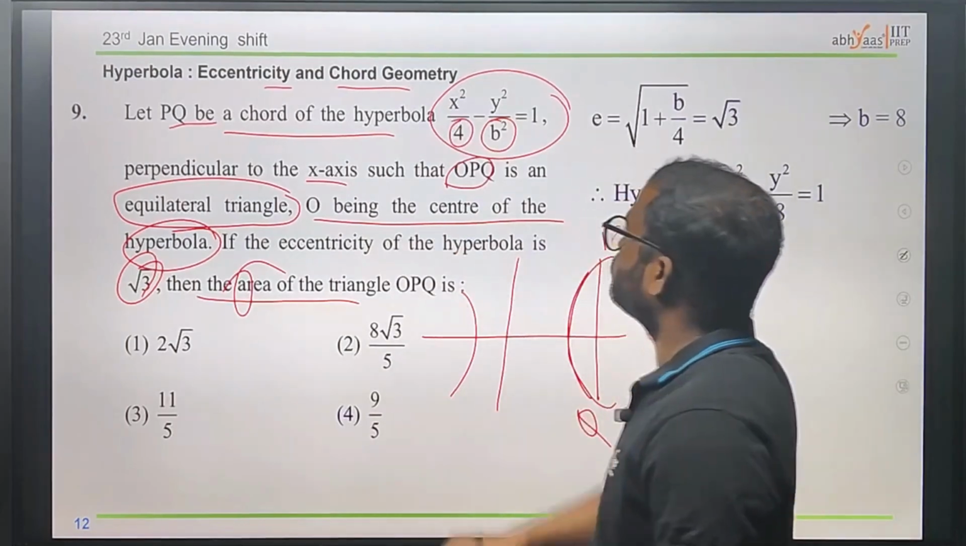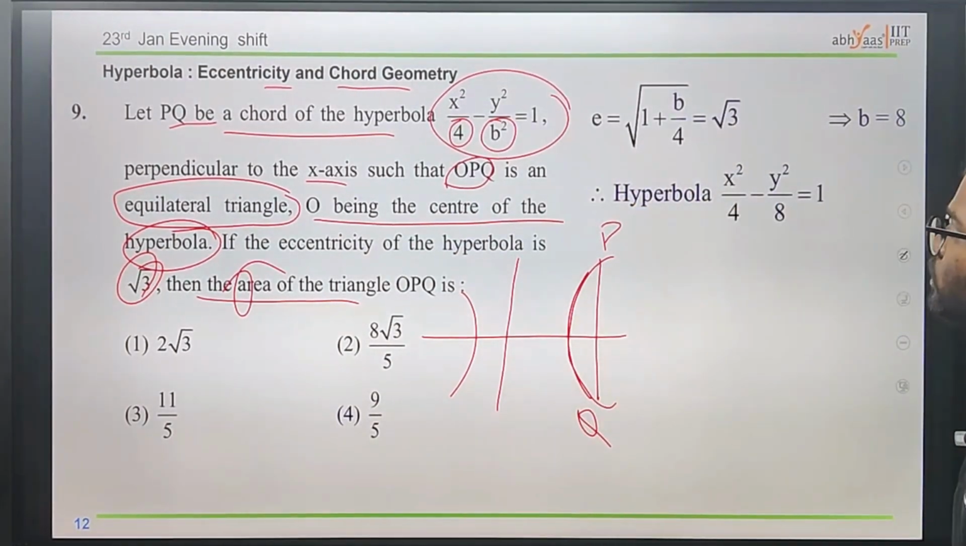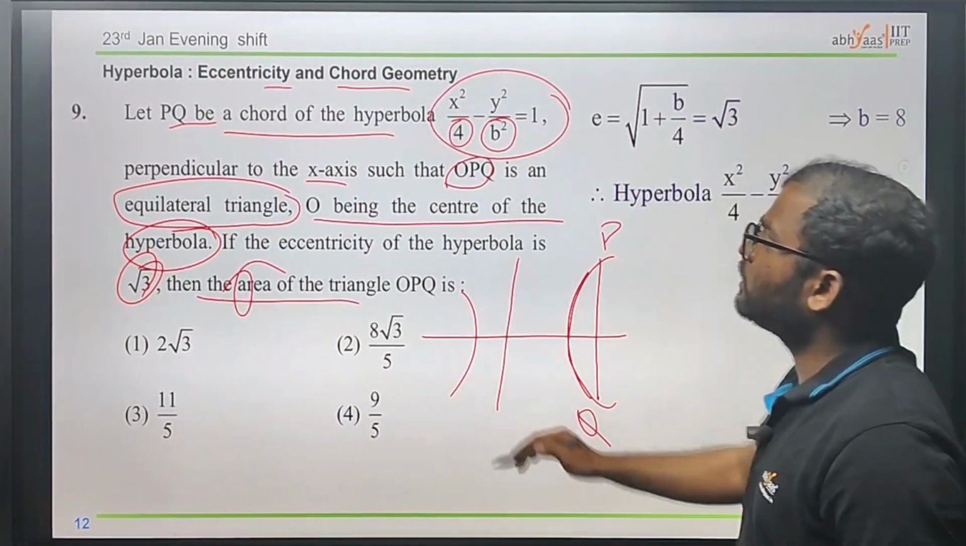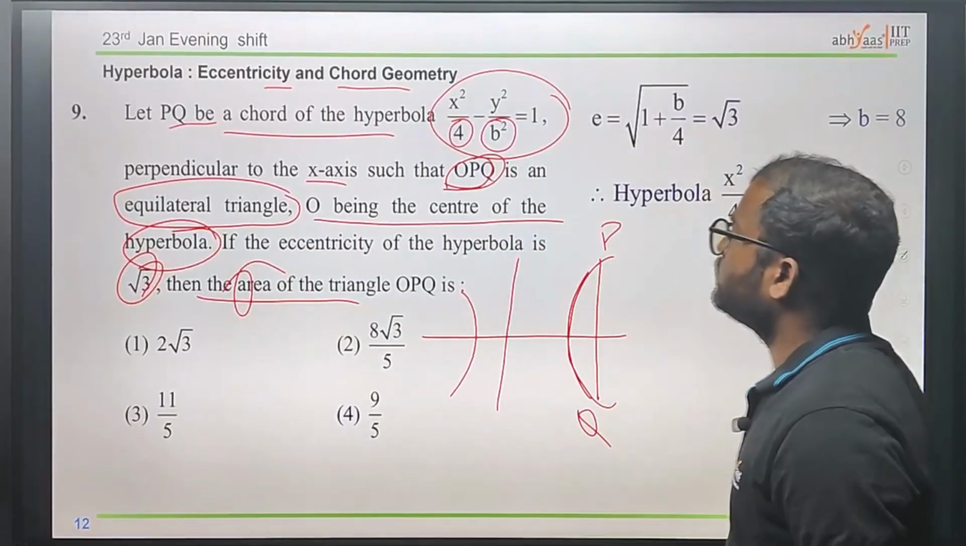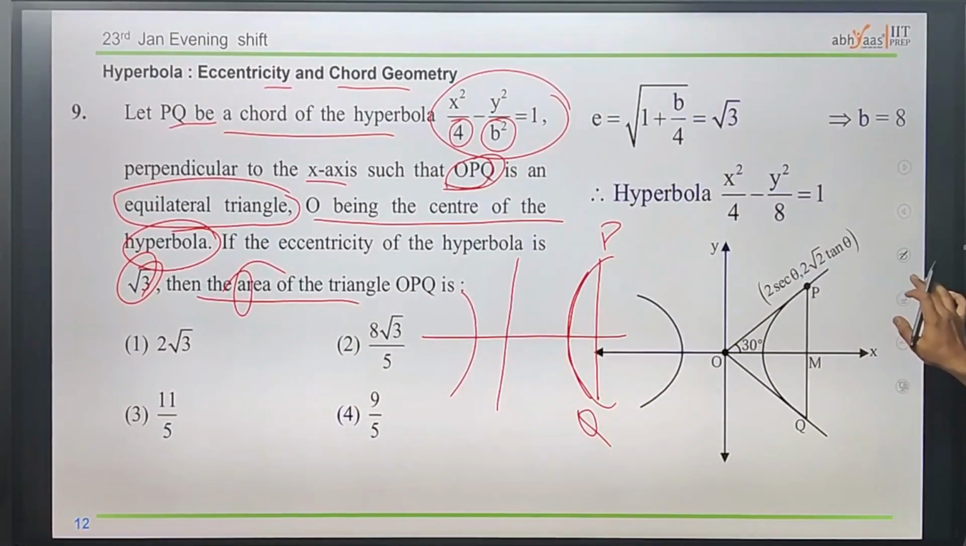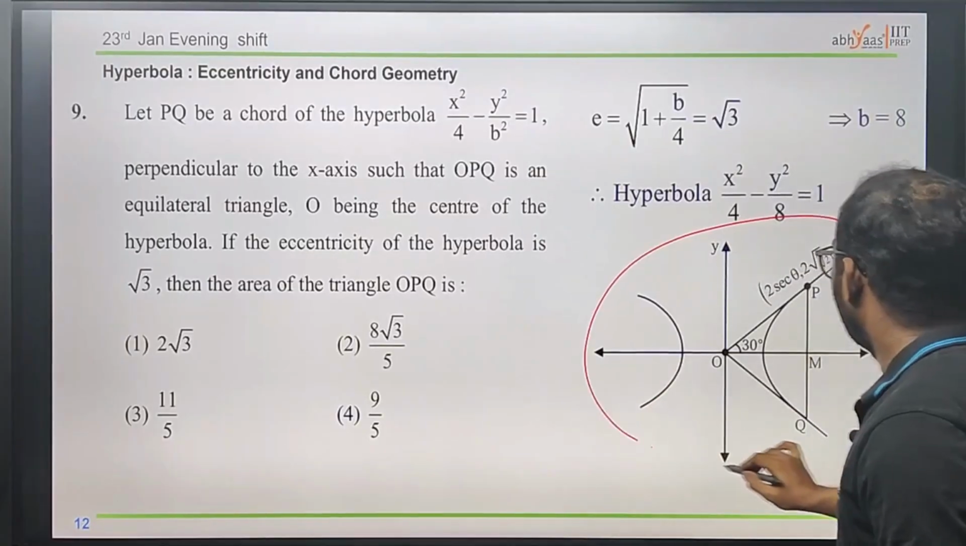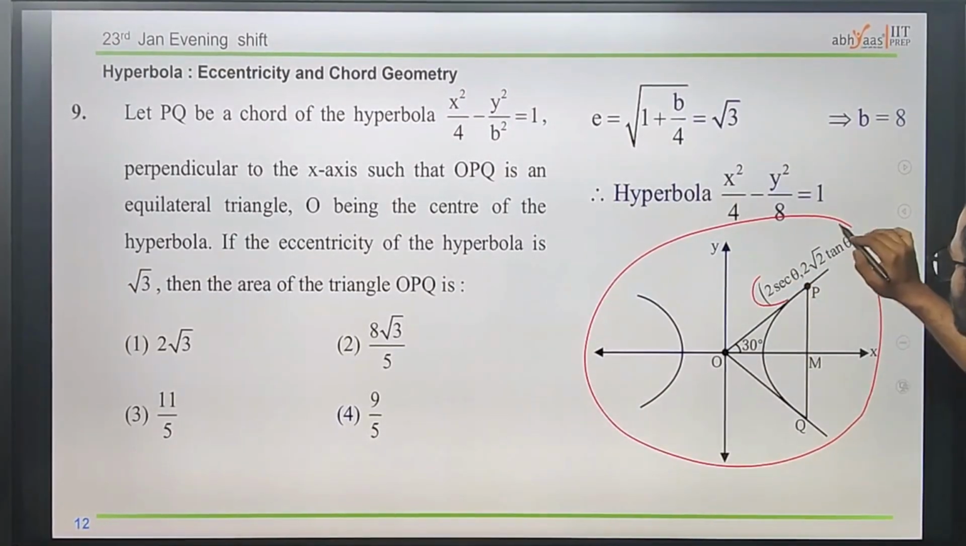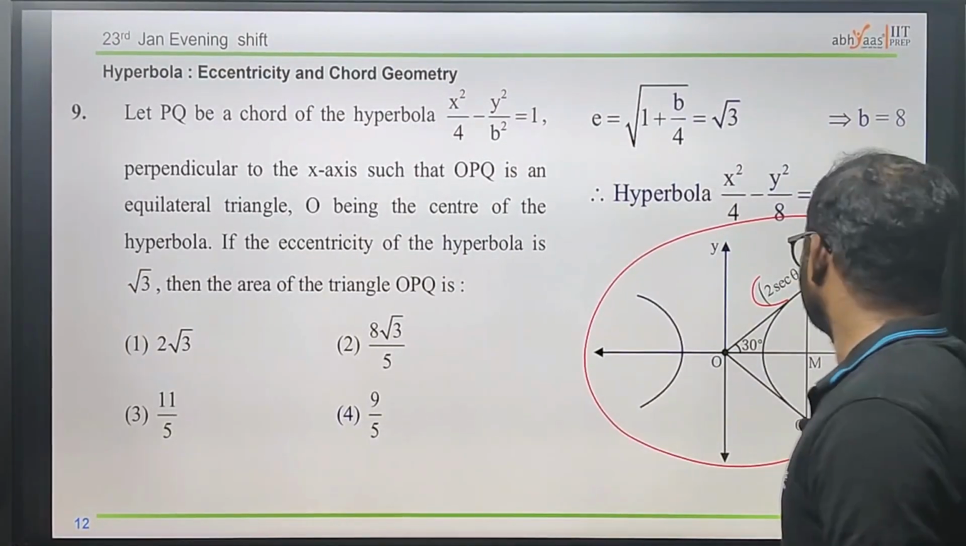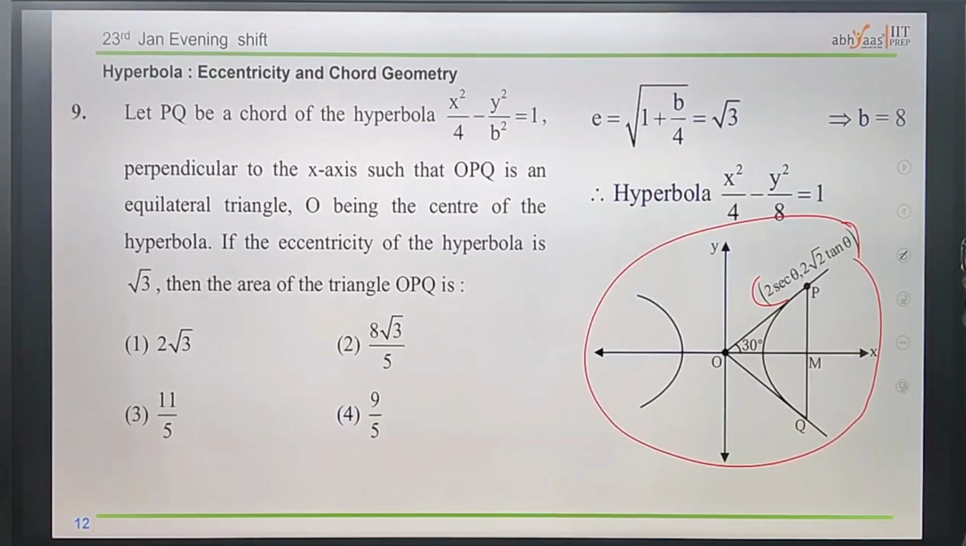a square is equal to 4 and b square is unknown, and it's also saying that PQ is perpendicular to the x-axis, so that OPQ is an equilateral triangle. Now see here, this is the situation: we have PQ as a chord, and by using the parametric form we can write the point as 2 secant theta comma 2 root 2 tan theta.